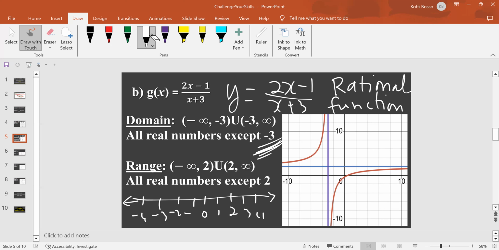Okay, so understand that when we say -3 is not in the domain, it's like at -3 we have an open circle. So -3 is not in the domain. Therefore, anything between -infinity and -3 is in the domain. That's why we have -infinity, comma, -3, union.